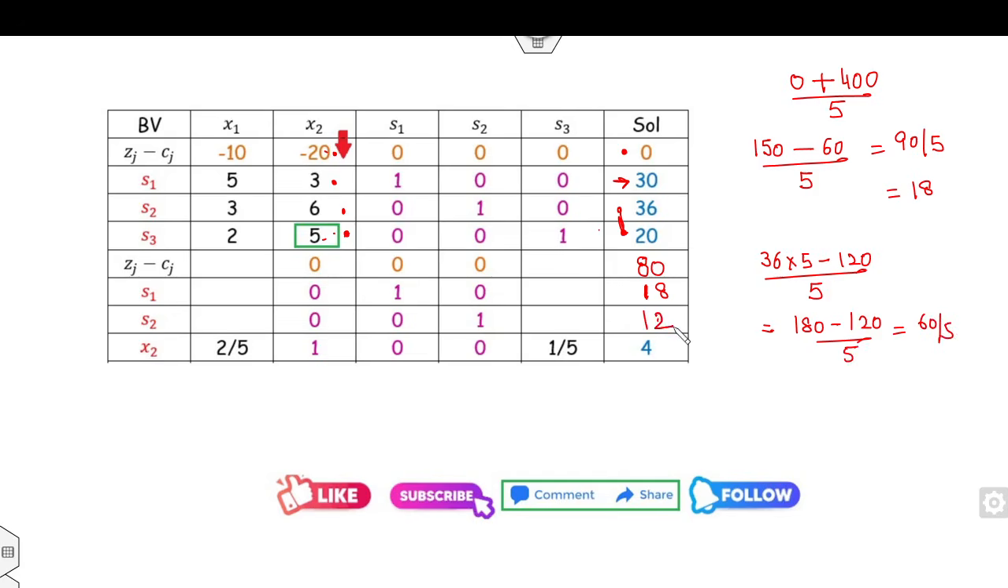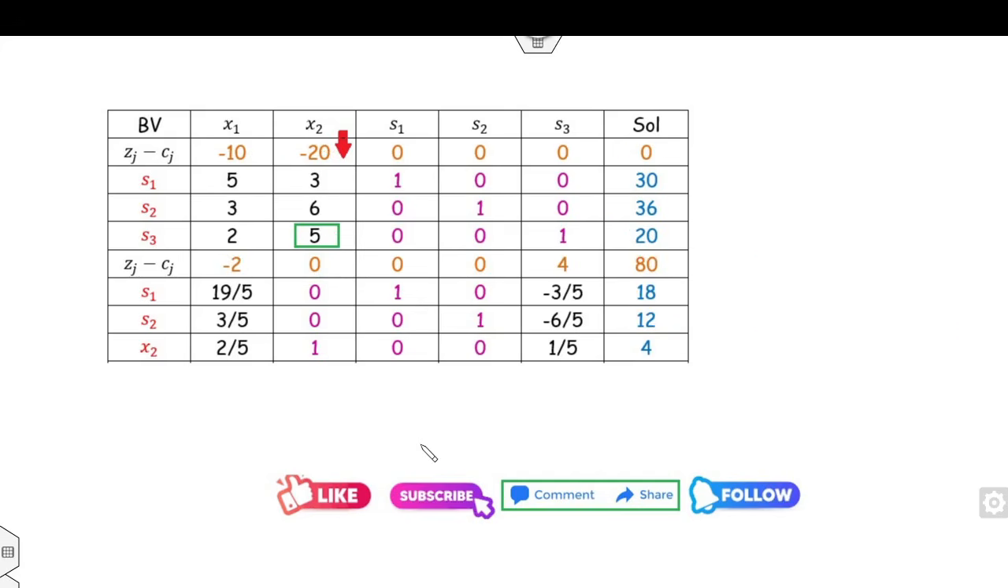This is 12. Similarly, you can find any other elements like here. The previous value is minus 10, 5, 2, minus 20. Start from the pivot element: it is minus 50 plus 40, divided by 5. So that part is minus 2. Fine. Similarly, you can complete the remaining elements, so you can see the rest of the answer.